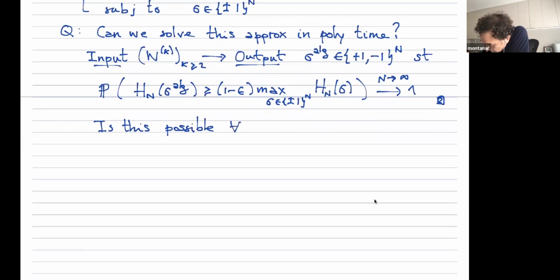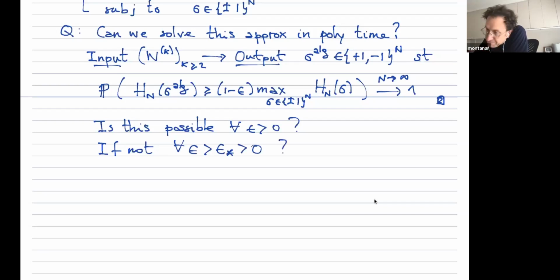For any epsilon positive, and if not, what is the best possible epsilon? Let's say, is it possible for all epsilon bigger than some epsilon star that is strictly positive? Okay, and what is the best epsilon star?